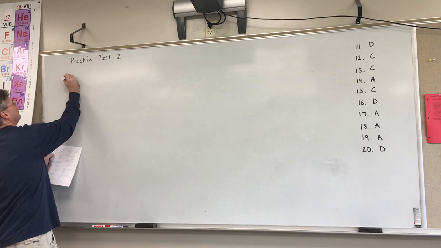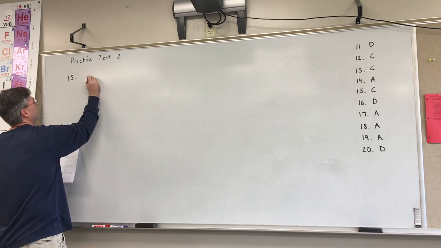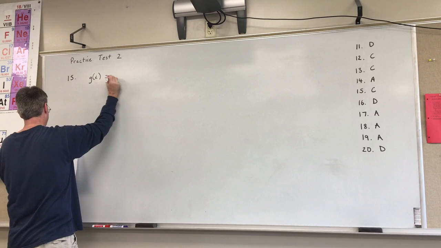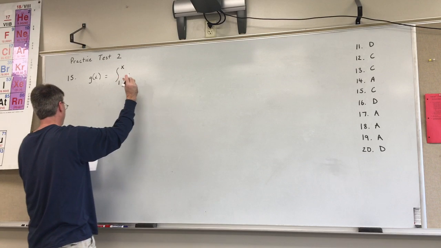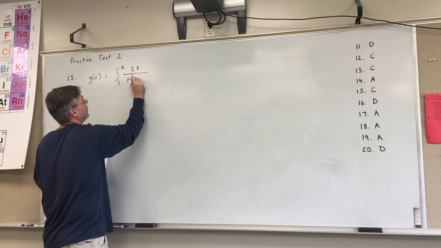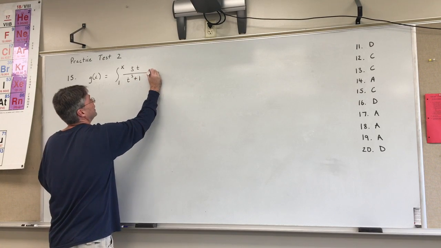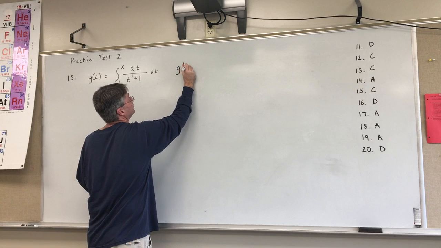All right, halfway done with this section. So we have g of x is equal to the integral from 1 to x of 3t over t cubed plus 1 dt. What is g prime of 2?